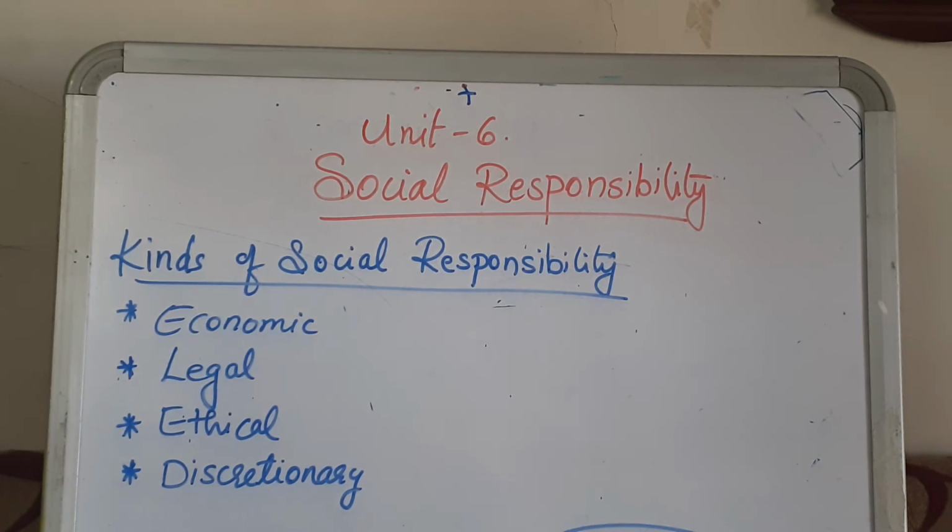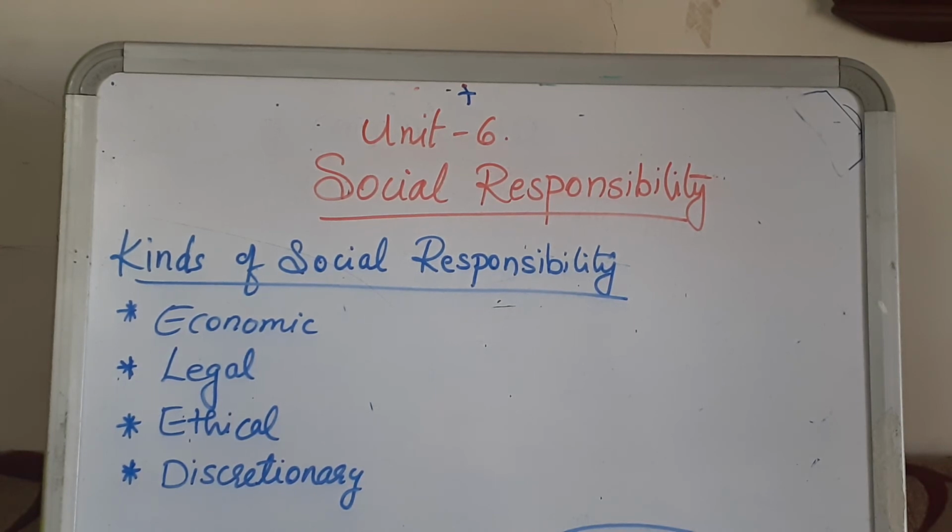Next one is legal responsibility. Every business has a responsibility to operate within the law of the land. Since these laws are meant for the good of the society, a law abiding enterprise is a socially responsible enterprise as well. Next one is ethical responsibility. This includes the behavior of the firm that is expected by society but not confined in law. For example, respecting the religious sentiments and dignity of the people while advertising a product.